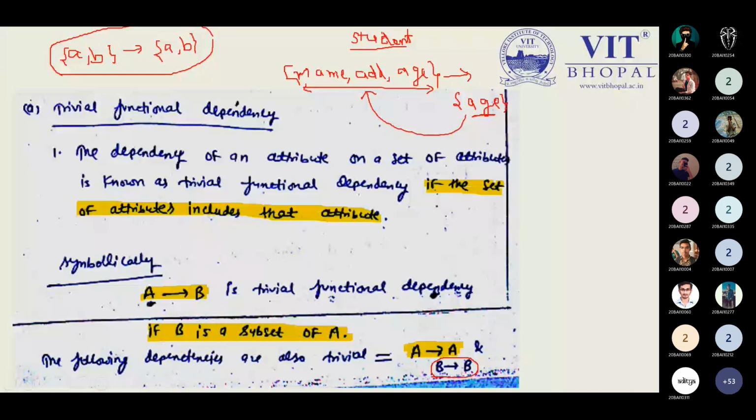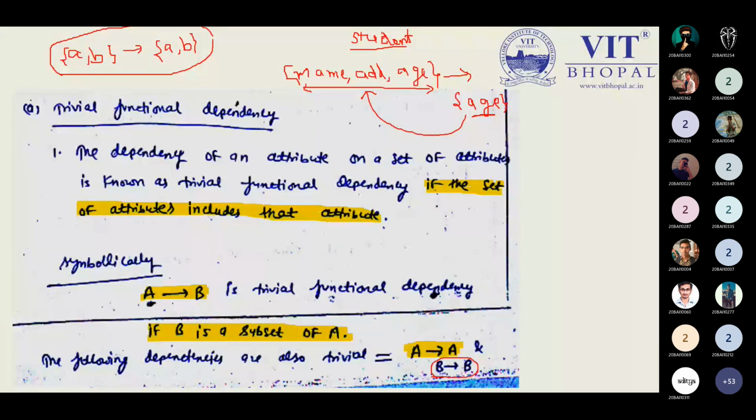What is a trivial functional dependency? The dependency of an attribute on a set of attributes is known as a trivial functional dependency if the set of attributes includes that attribute. That is a good point we have to understand. So what is meant by this?